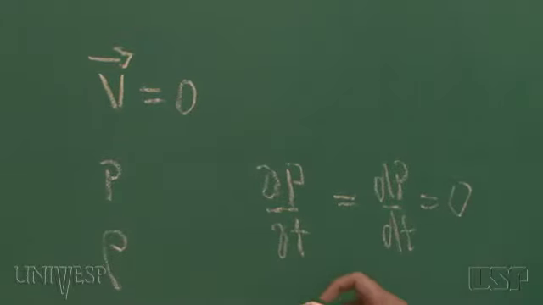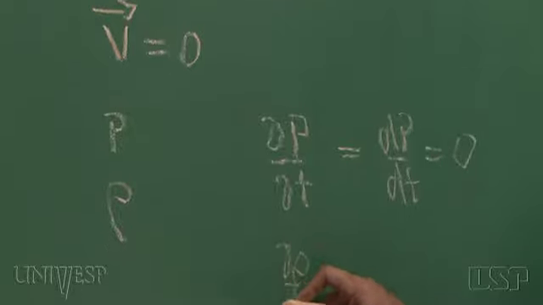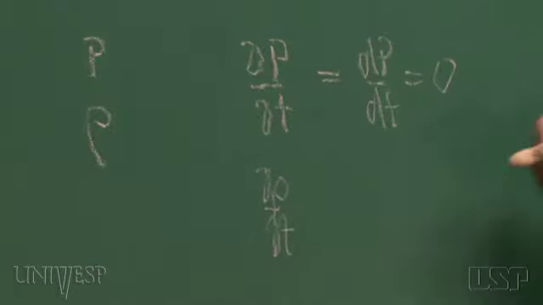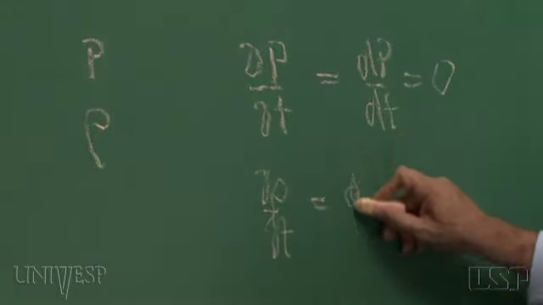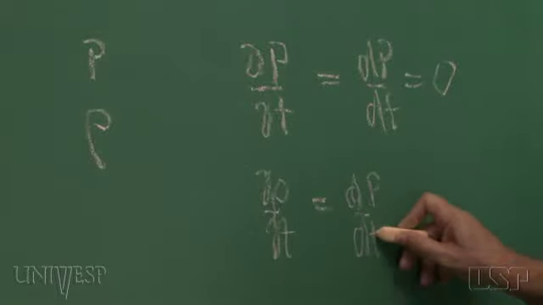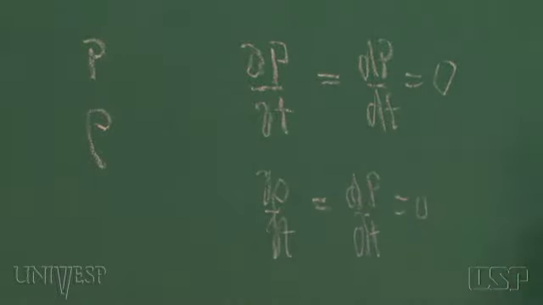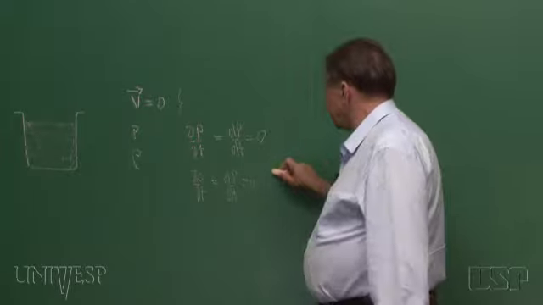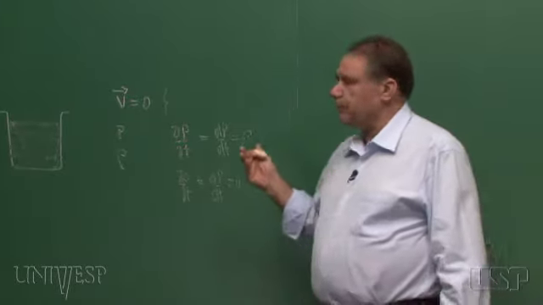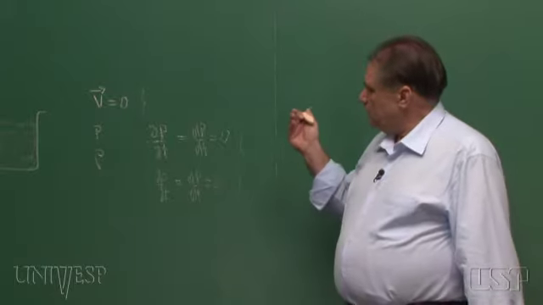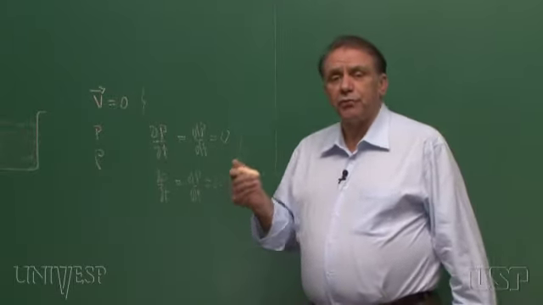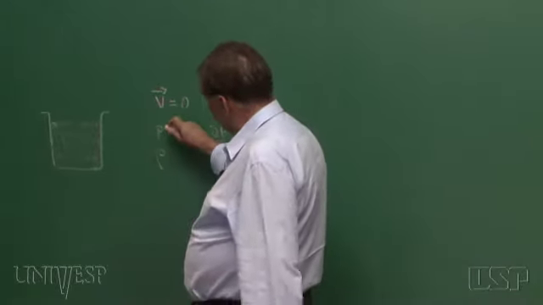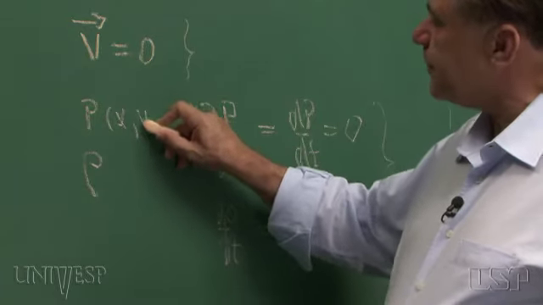Analogously, the derivative of the density with respect to time is equal to 0. So here I have some of the important equations that characterize hydrostatics. The situation in which the fluid does not move, the pressure can depend, in general, on the x, y, and z coordinates.